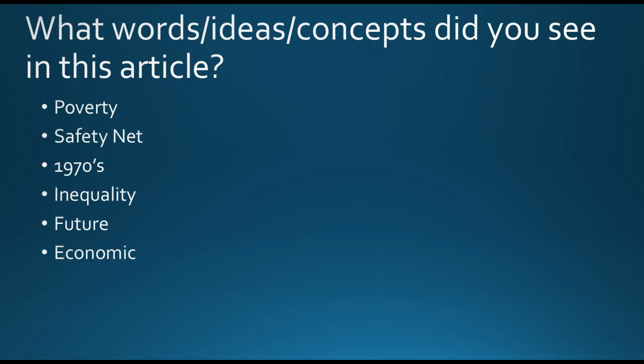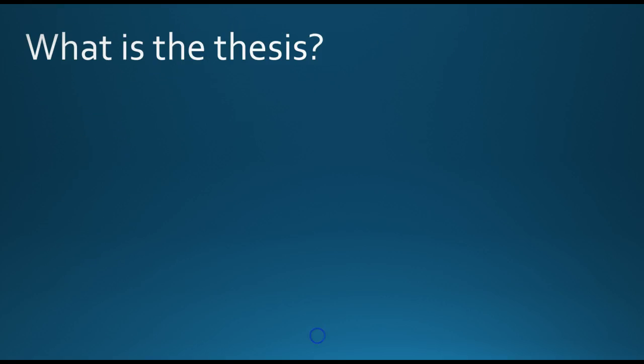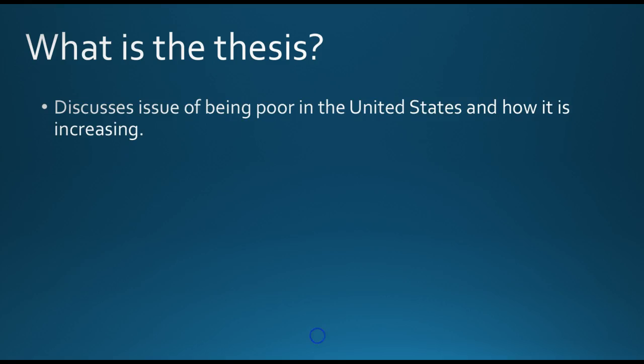Well, looking at the title, Extreme Poverty Returns to America, as well as the note that's right below it, the UN finds growing numbers of Americans are living in the most impoverished circumstances. How did we get here? And by looking at the headings and scanning the article, you might come up with the idea that the thesis could be that it discusses the issue of being poor in the United States and how it is increasing. So let's go with that as our working thesis. You might want to write that at the top of your article.